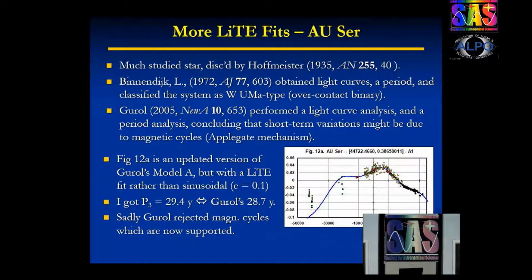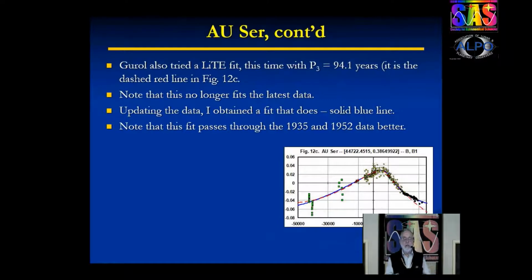So this is one of the models, 29-year large orbit, P3. And Güral got 28.7 years. That's similar. I have 2 other models. And then this is one with a 94-year period for B3. It goes through those photographic points better.